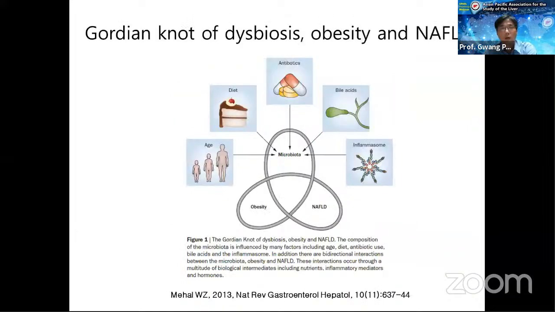So those two recently published papers show the interaction between obesity, nephrology, and NASH. We believe a number of different factors, including human factors, the disease phenotypes, and the role of the microbiota, are very important in causing these liver diseases.